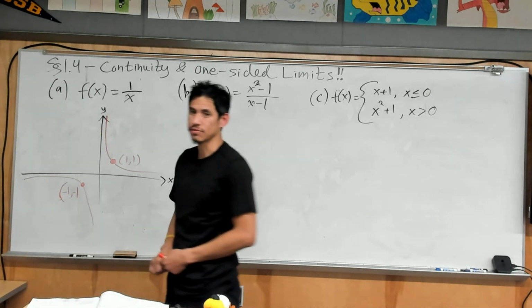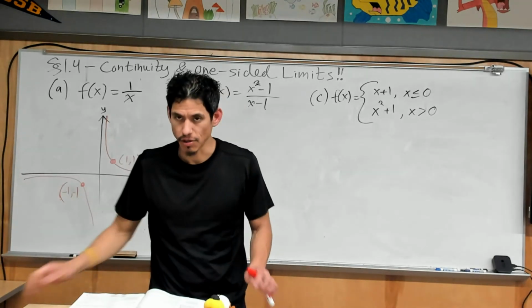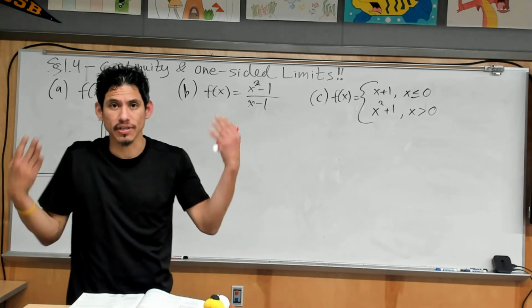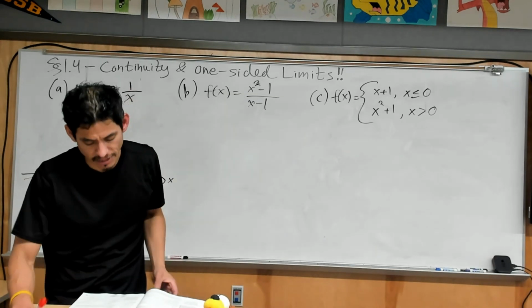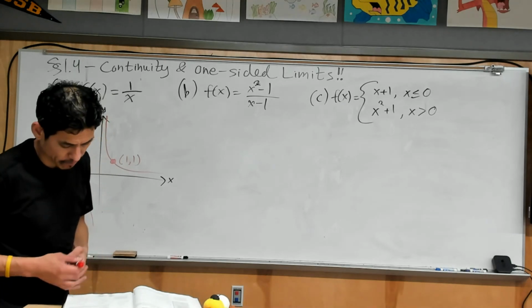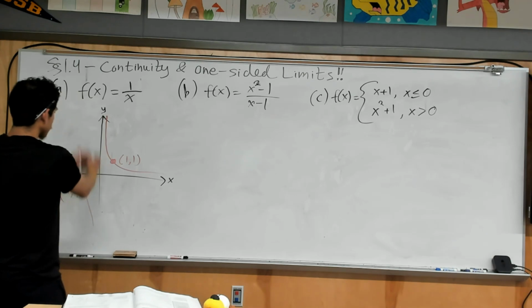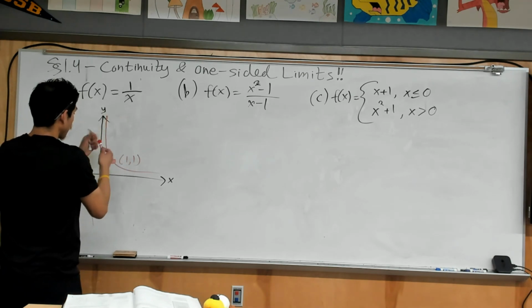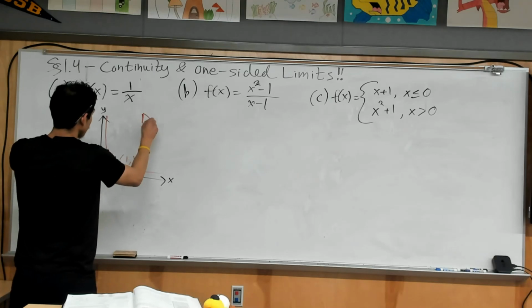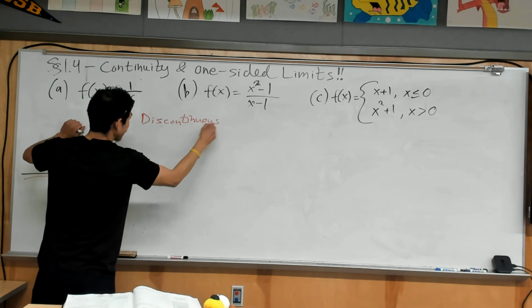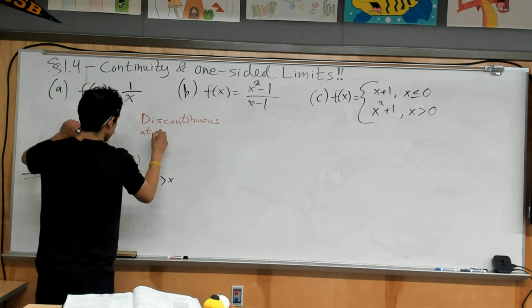So then what's going on with this graph? It's cool looking, but the main thing you want to understand is the continuity of the graph and how limits can play a role. Now, it's discontinuous at x equals 0.